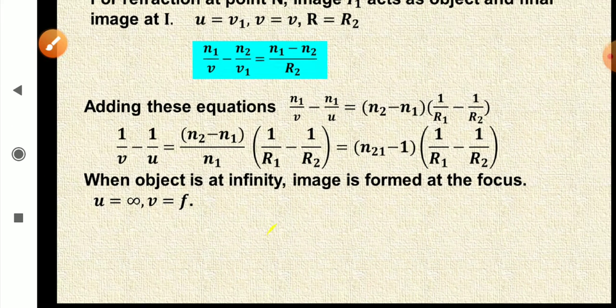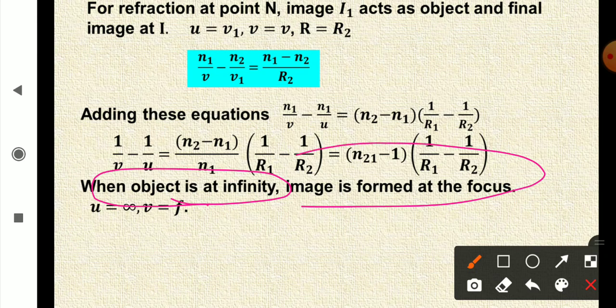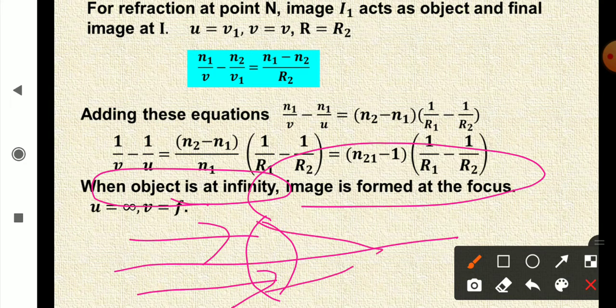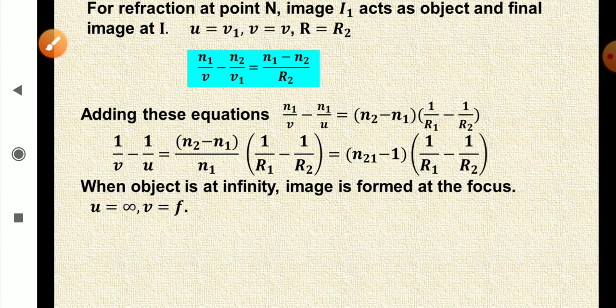Now, when the object is placed at infinity, the image is formed at the focus according to the definition of focus. So supposing it is a convex lens and the object is at infinity, the image is formed at the focus. So you can see that when u is infinity, then v is equal to f. This image distance is equal to f.